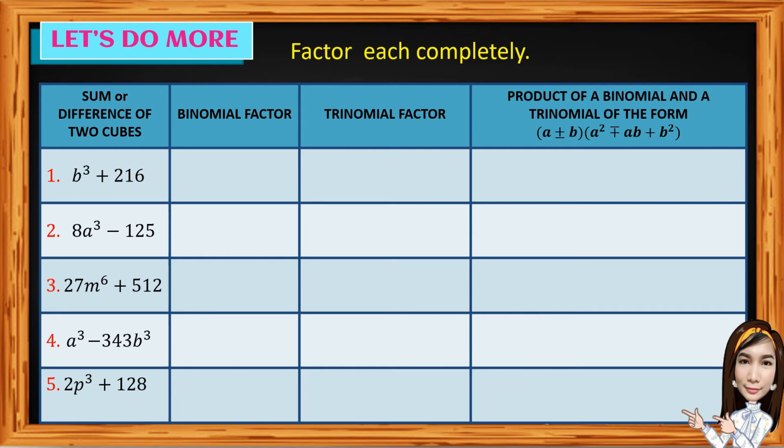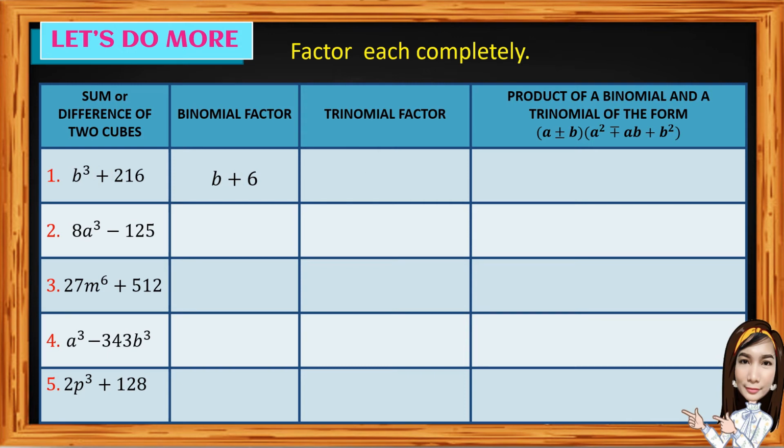Now let's do more. Factor each completely. First, we have b cubed plus 216. So for the binomial factor, we get the cube root of b cubed, which is b. The cube root of 216 is 6. Then we keep the operation plus.